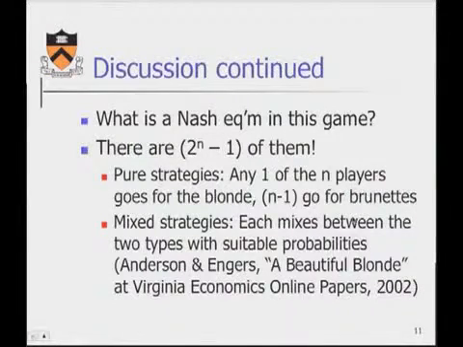Then there are a whole lot of mixed strategy equilibria, which are a little bit more complex to calculate out. But that can be done, and these two University of Virginia economists, Anderson and Engers, have done that and written this neat paper, which of course they titled A Beautiful Blonde.